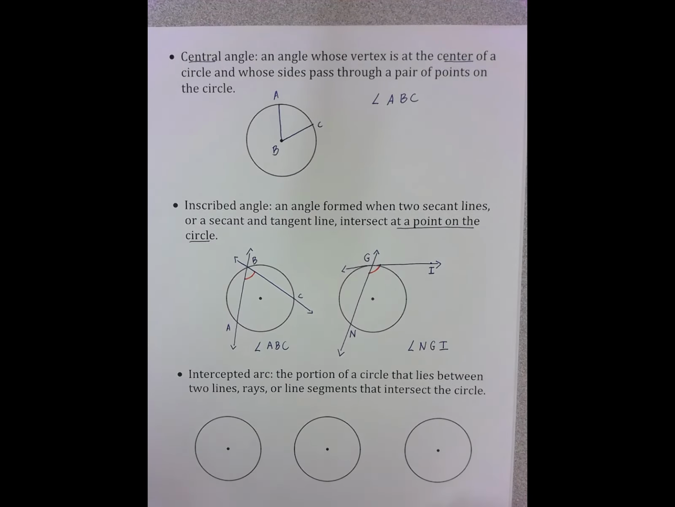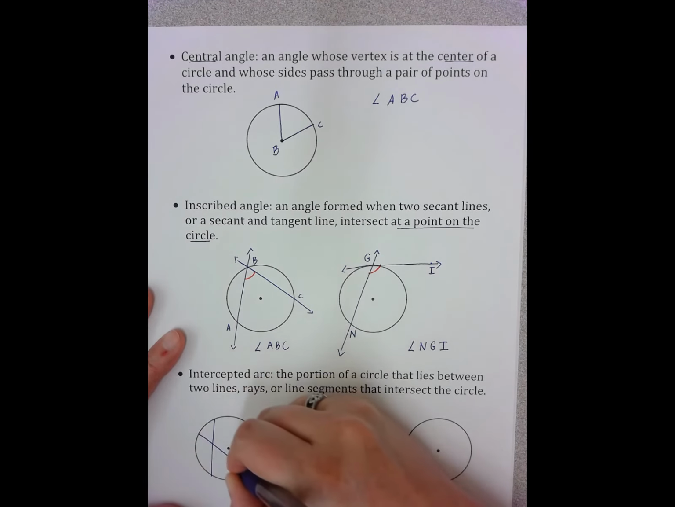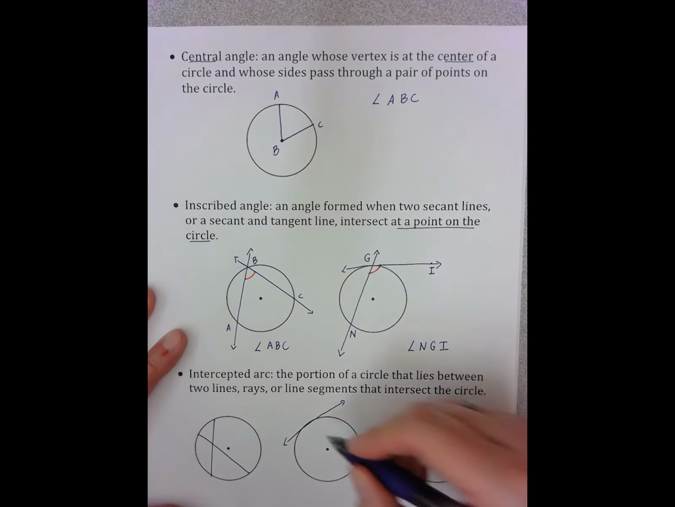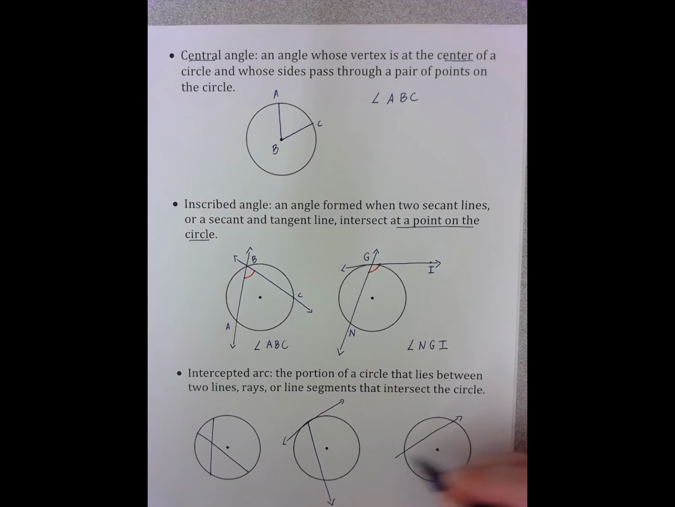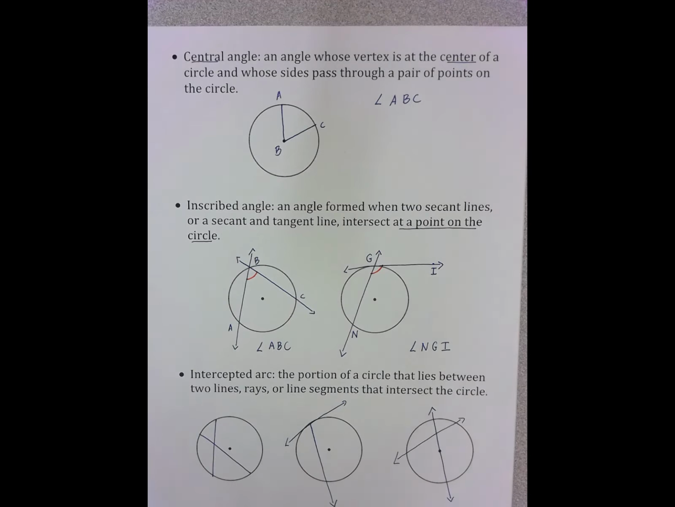Our last definition is intercepted arc. Intercepted arc simply means that I've got two lines, line segments, secants, chords, rays, something that cuts the circle into pieces. So I could have two chords. I could have a tangent with a ray. I could have two secants, all kinds of different options. And in all of these cases, there's actually more than one intercepted arc.